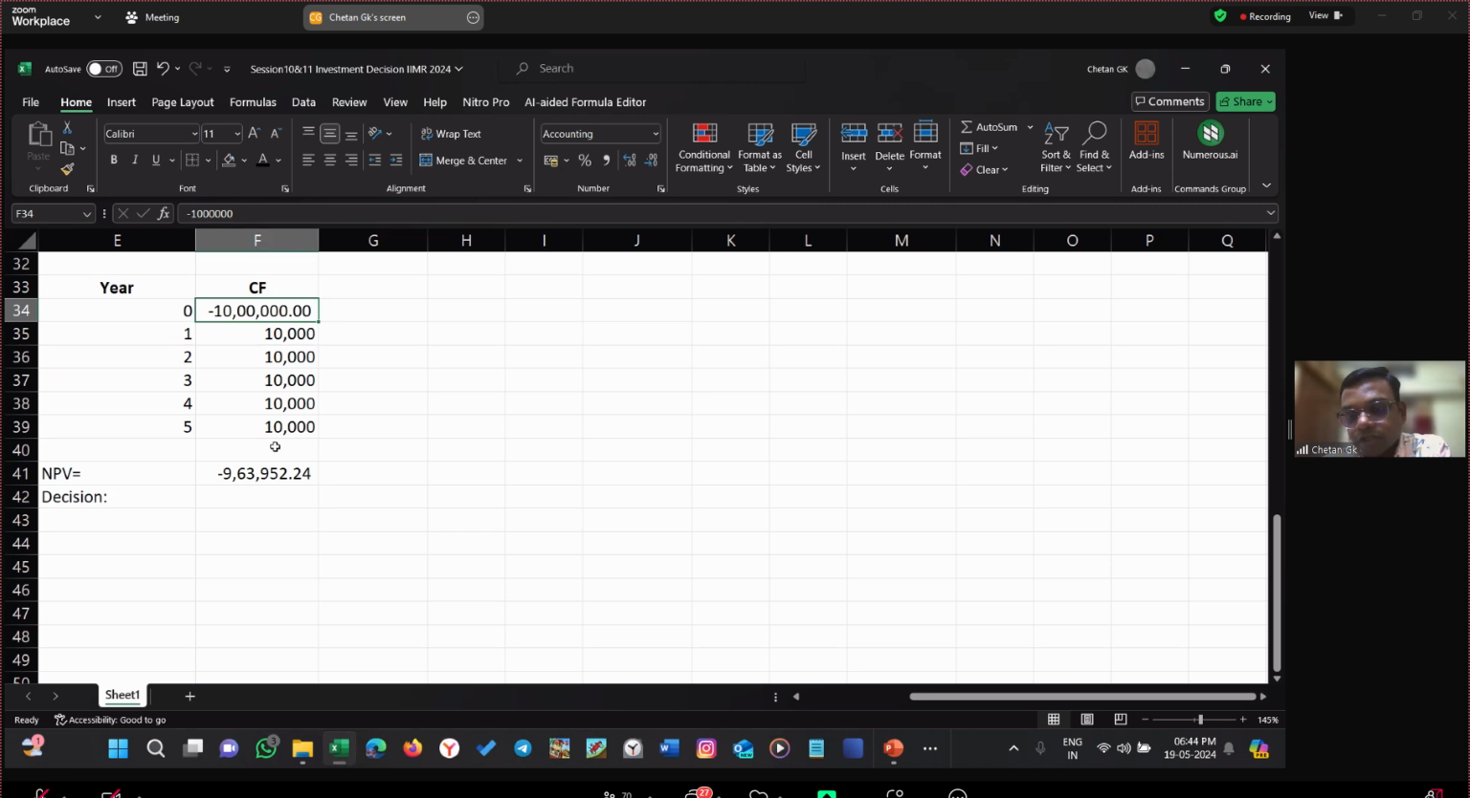The company has various divisions, and for every division a WACC can be computed. For that particular division only you can do this particular assessment. Okay, the way to compute the cash flow is the same.